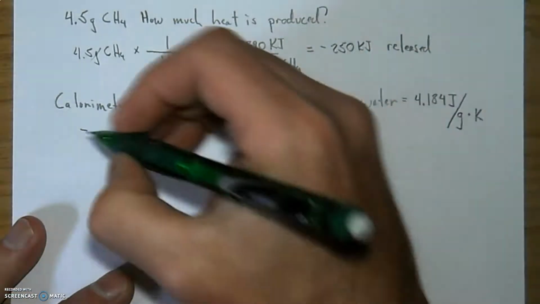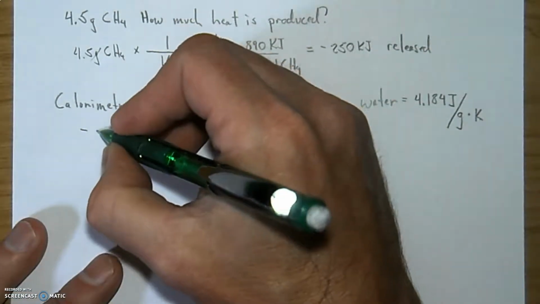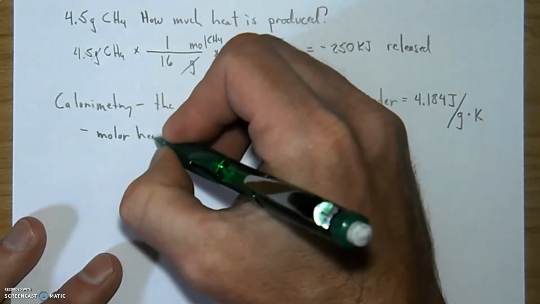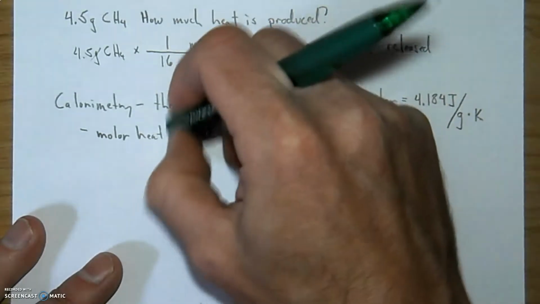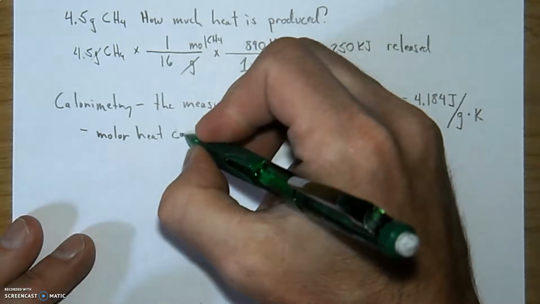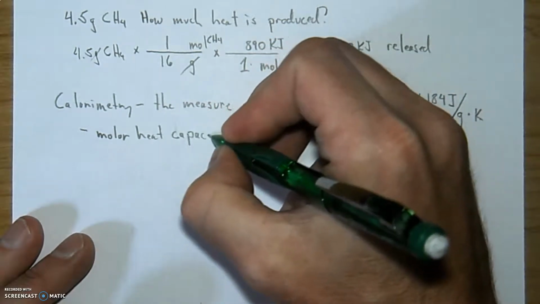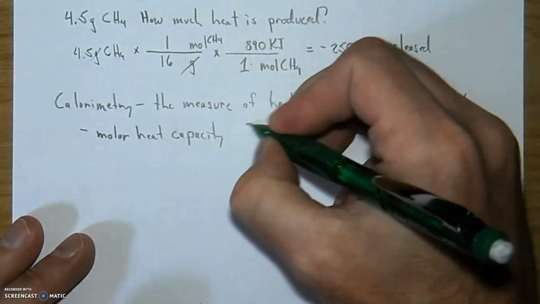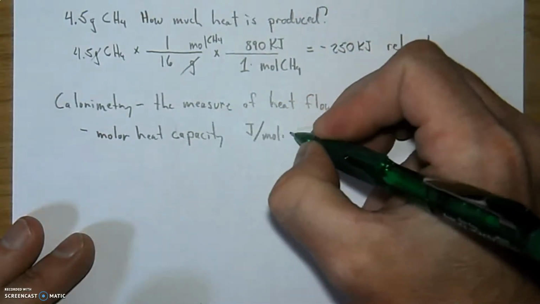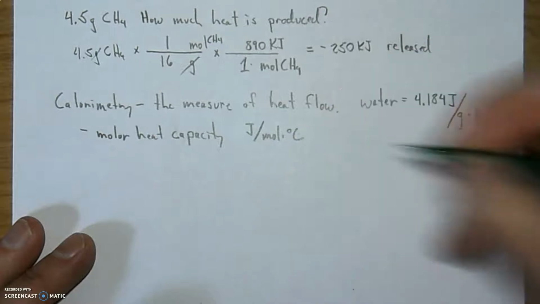One I just showed you. The other one I'm going to mention right now is called the molar heat capacity. I'm going to spell capacity with a K. Molar heat capacity. And the units for that one would be joules per mole per degree Celsius, or Kelvin.